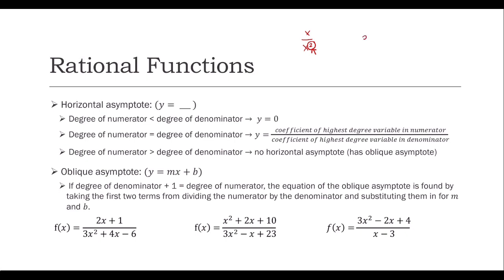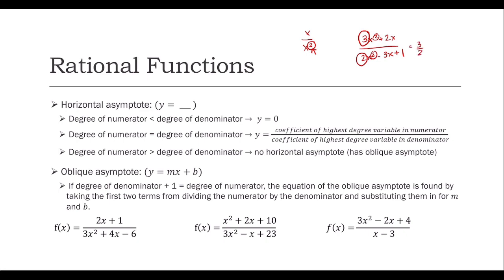If your degree of your numerator is equal to the degree of your denominator, for example, if you had 3x squared plus 2x over 2x squared minus 3x plus 1, since the highest degree is equal to each other, your horizontal asymptote will be at y equals the coefficient of your highest degree variable in the numerator over your coefficient of the highest degree variable in the denominator. So this would be 3/2.